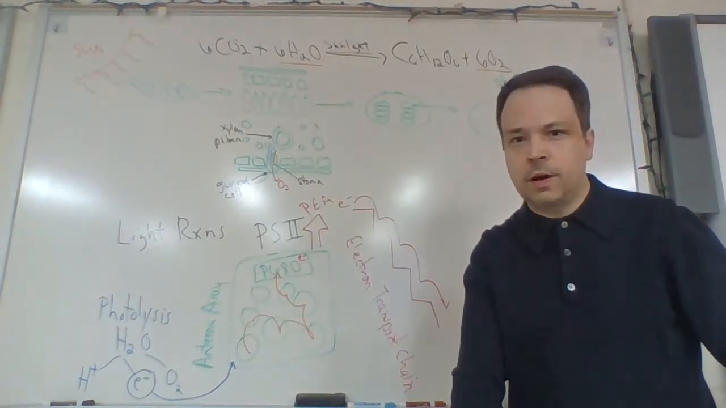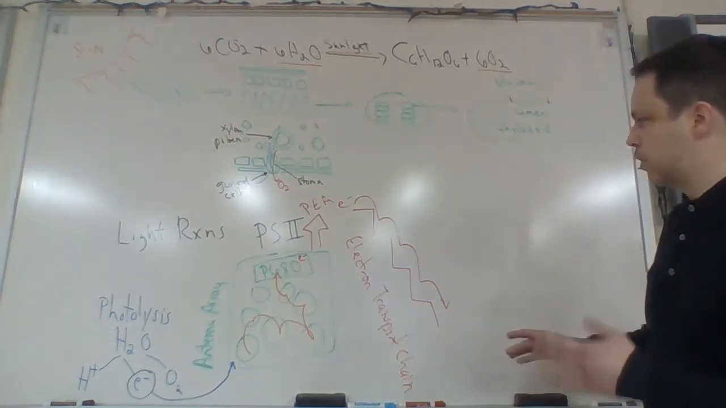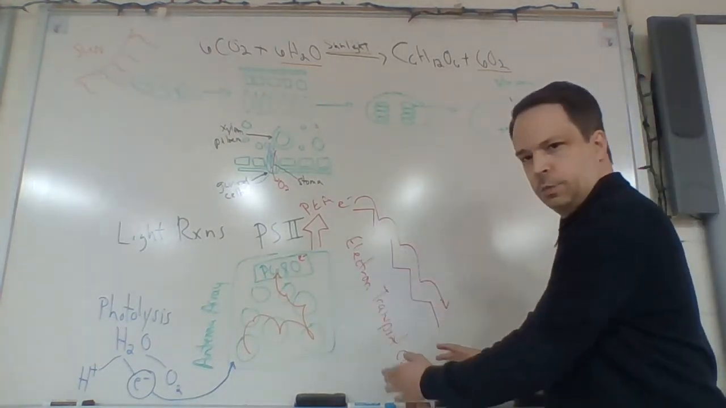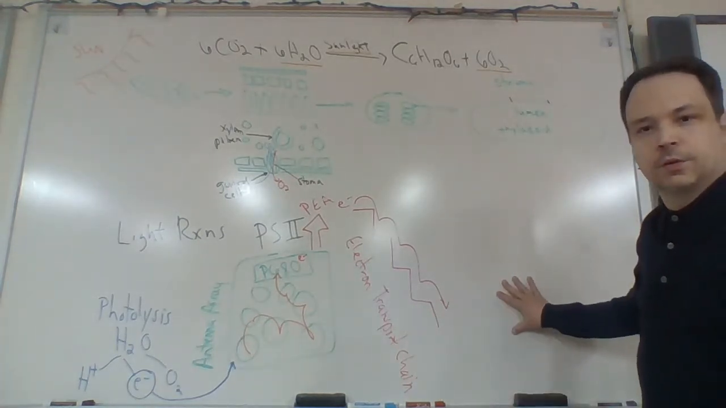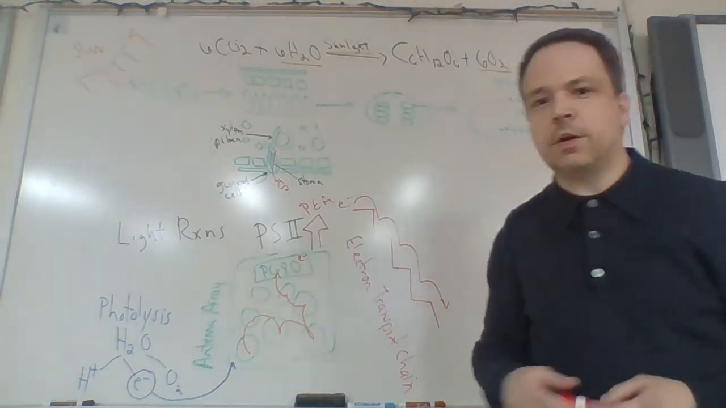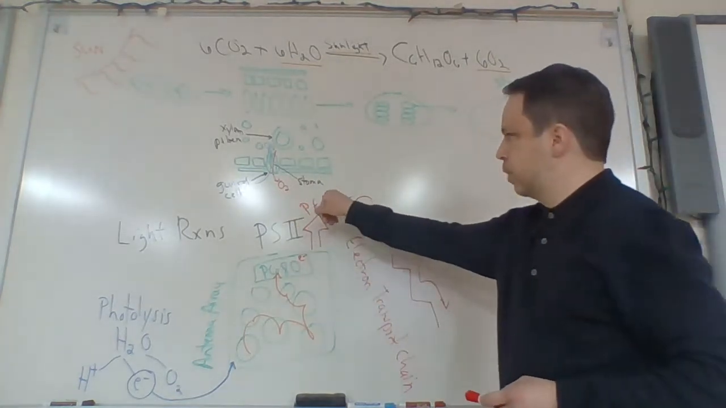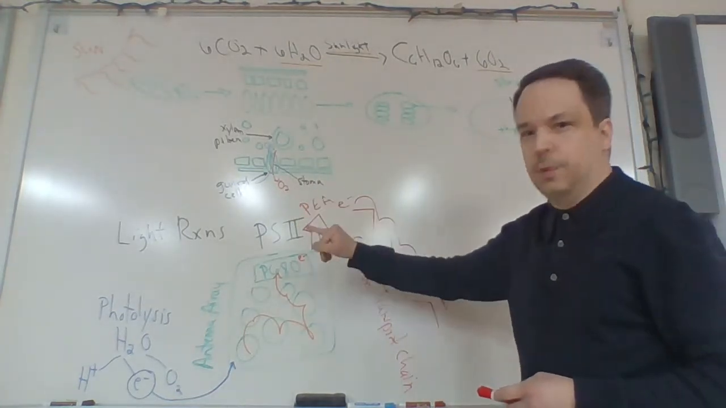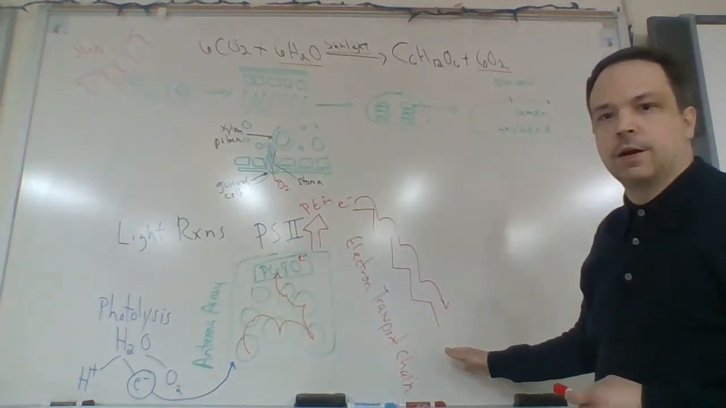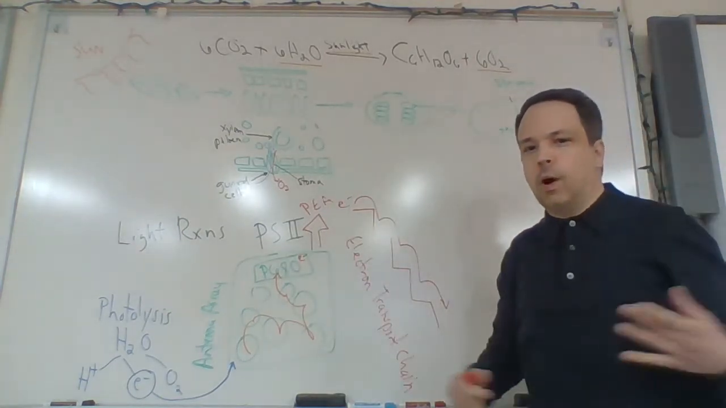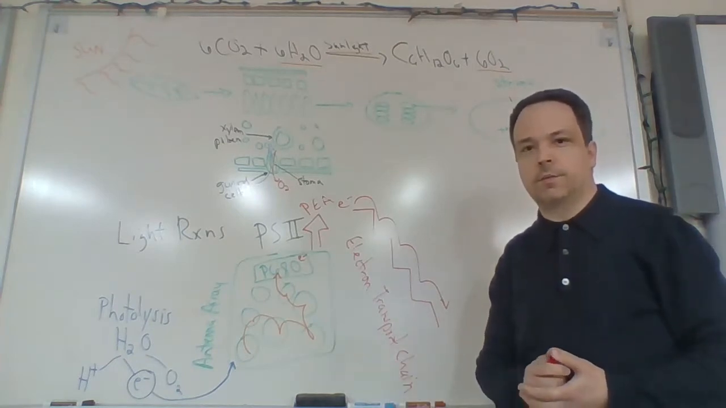Okay, so we are back now. I just want to now talk about the electron transport chain and what's happening over in photosystem 1. Okay. So we know that our electron is being taken away by this primary electron acceptor, and it's going on the electron transport chain. So now we want to talk about, well, what is the electron transport chain?